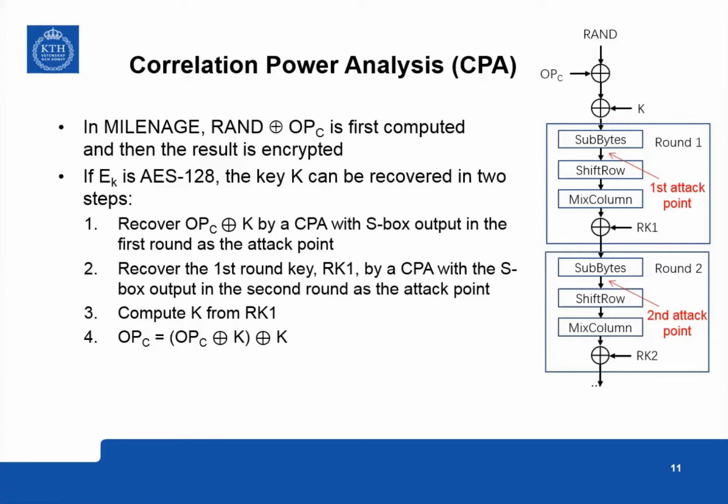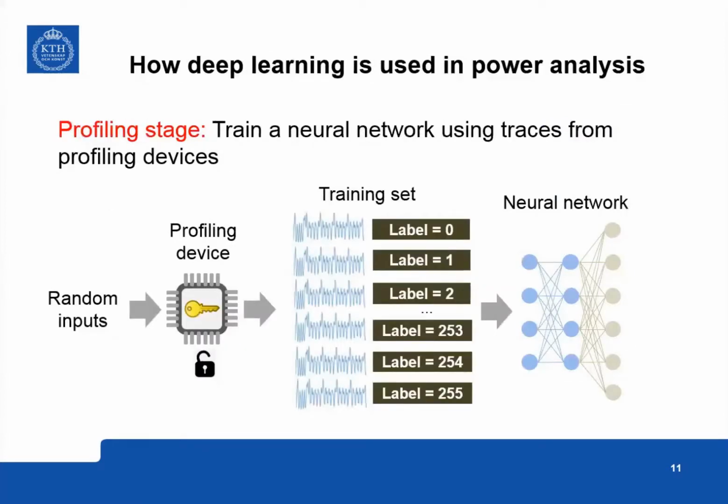The correlation power analysis was able to successfully recover the key from 300 traces corresponding to the second AES encryption in the power trace and failed on the first one. From this, we concluded that the second encryption is the start of the MILENAGE algorithm. We use this part of the trace for training deep learning models. Next, I will briefly review how deep learning is used in the context of power analysis.